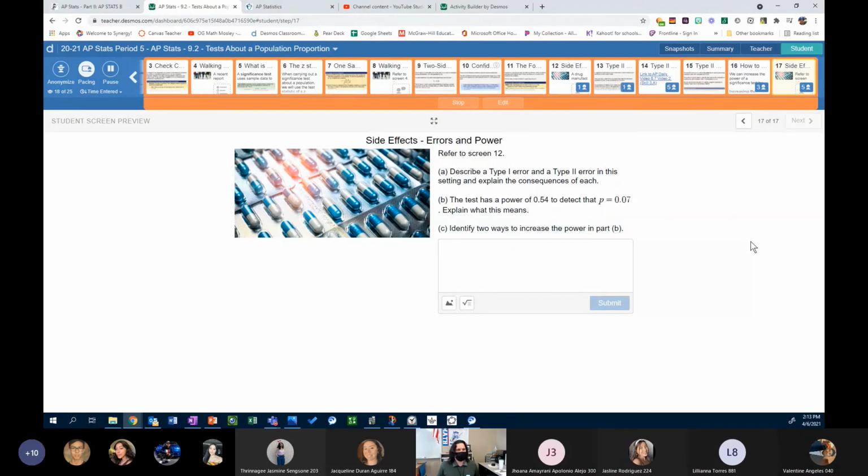B, the test has a power of 0.54 to detect that p equals 0.07. Explain what this means. And last, part C, identify 2 ways to increase the power in part B.